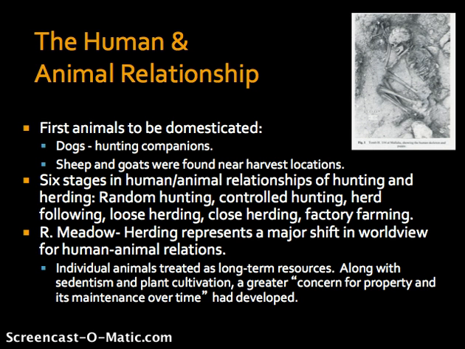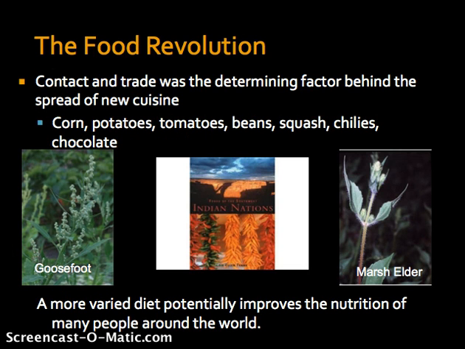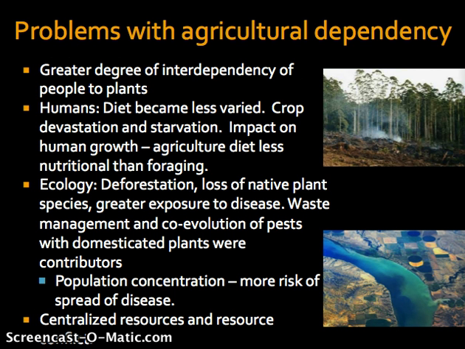One of the things that the contact between the New World and the Old World did was it created a food revolution, where you see an exchange between New World and Old World foods, including the development of what we would see as many contemporary cuisines today. In terms of agricultural dependency, there are many issues with this, a greater interdependency of people to plants. The diet across the world became less varied.